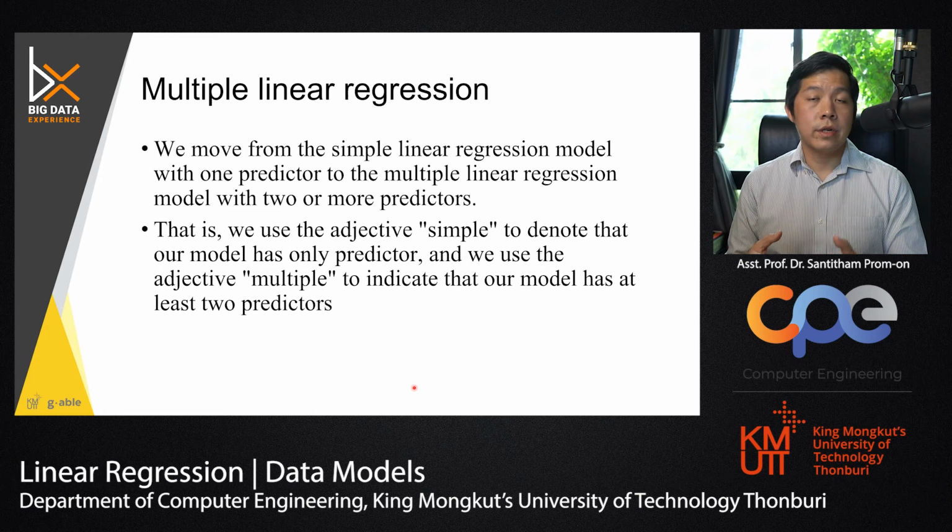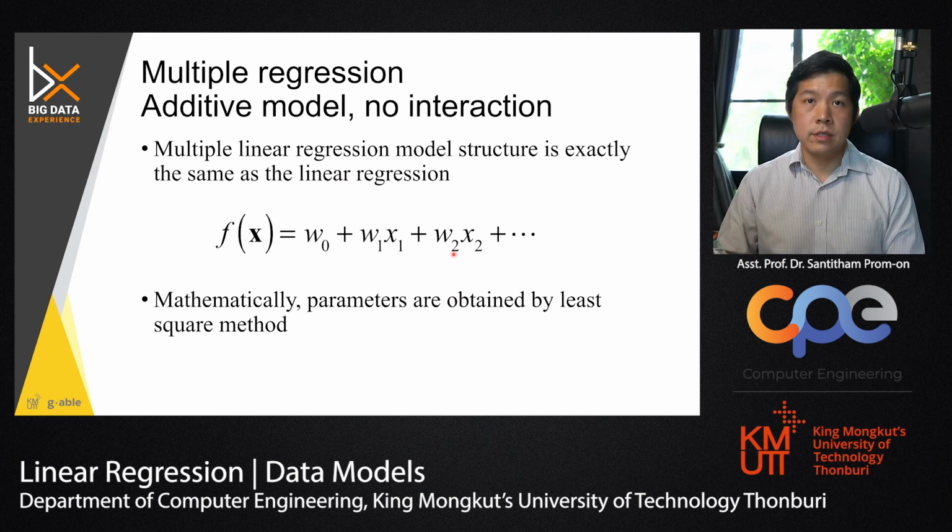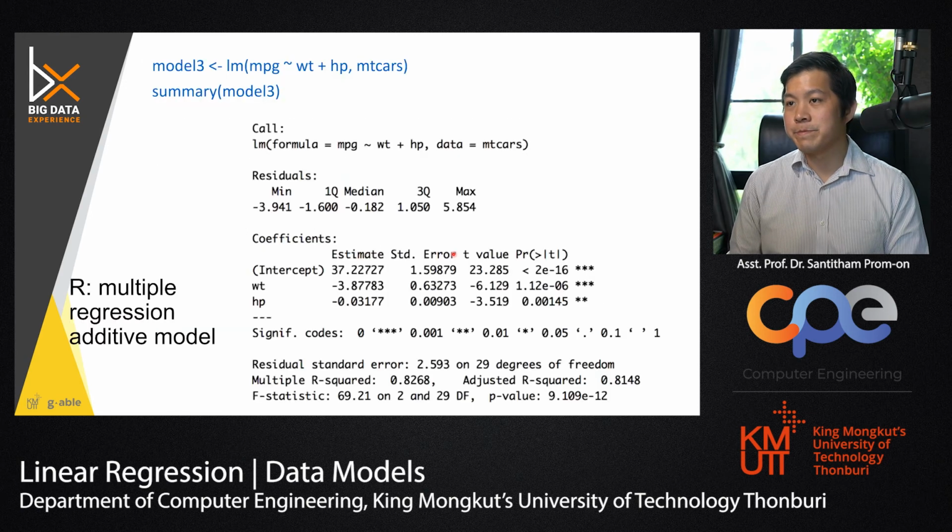So multiple regression uses more than one variable in the predictors to create the model. The form looks like this. You have the function f(x) equals w0 plus w1 x1 plus w2 x2 and so on. You have multiple variables, then you can put them there, and there will be a coefficient associated with each variable, so there would be multiple coefficients there.